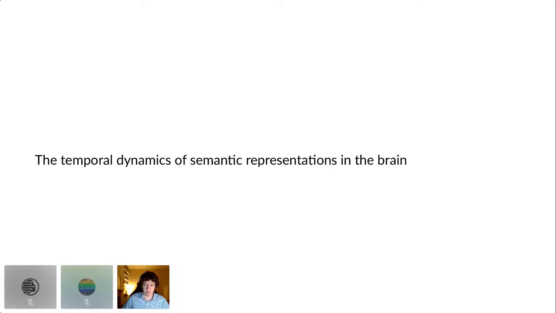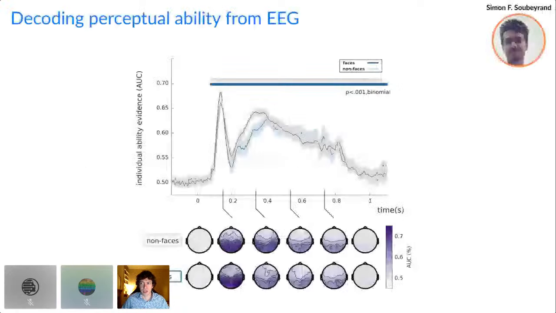And the final thing I want to talk about is work that has been done by another student in my lab, Simon Fagel, who's been using electroencephalography to look at semantic representations in the brain. One of the plans I have when I move to Montreal is to try and extend the natural scenes data set with electroencephalography data. And Simon did some first steps in this direction, looking at semantic representations in the brain.